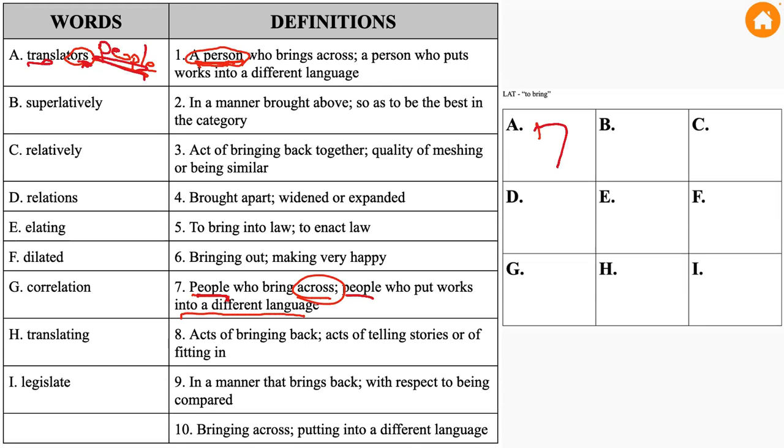Let's just go to translate. Because what do we know about ing? Present. Trans will be across or through. So H is going to be bringing across, putting into a different language. Great. Nice.